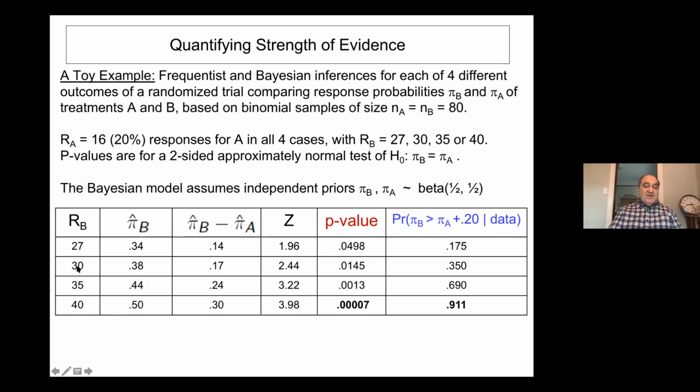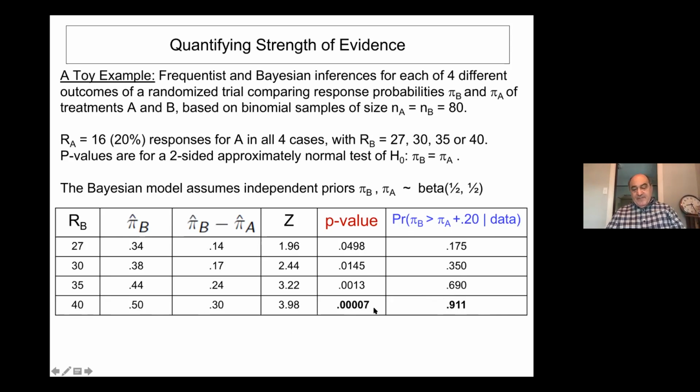Let's move to a larger sample of 30. You see the p-value plummets down to 0.145. The probability is still not that big. And the first time that you get the probability above 0.9 is if you have 40 out of 80 responses with B, for an empirical rate of 50%.